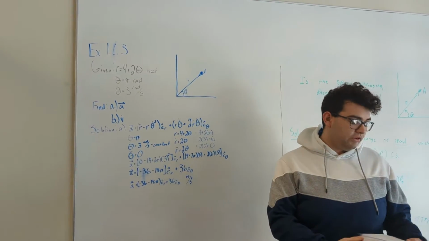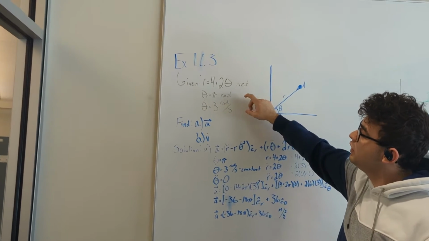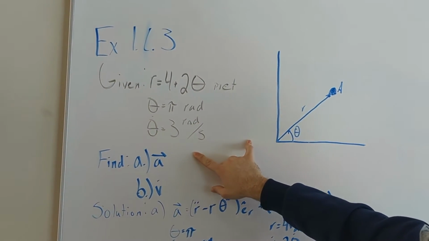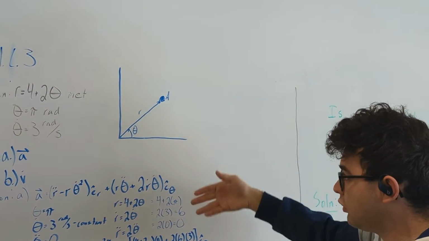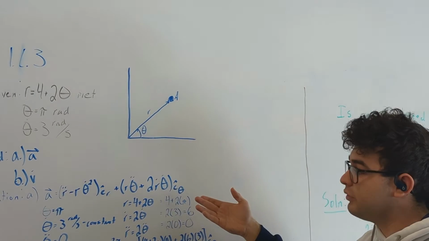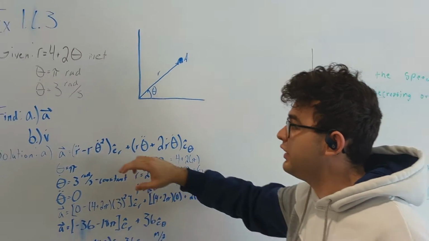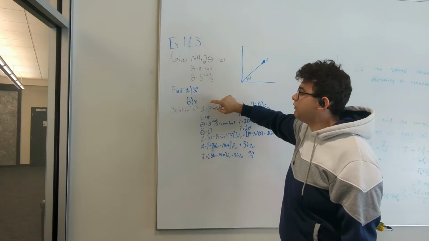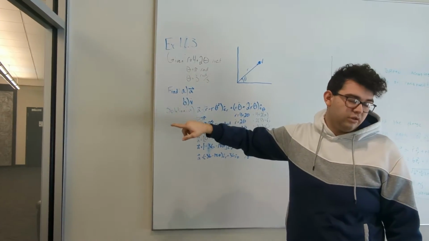So from our book, we can see that we are given r equals 4 plus 2 theta, and we're given theta equals pi, and theta dot equals 3 radians per second. And this is the schematic that we're given of the particle, or of the coordinate system. For the problem, we're finding the acceleration vector of point P, and we're finding out if its speed is increasing or decreasing.